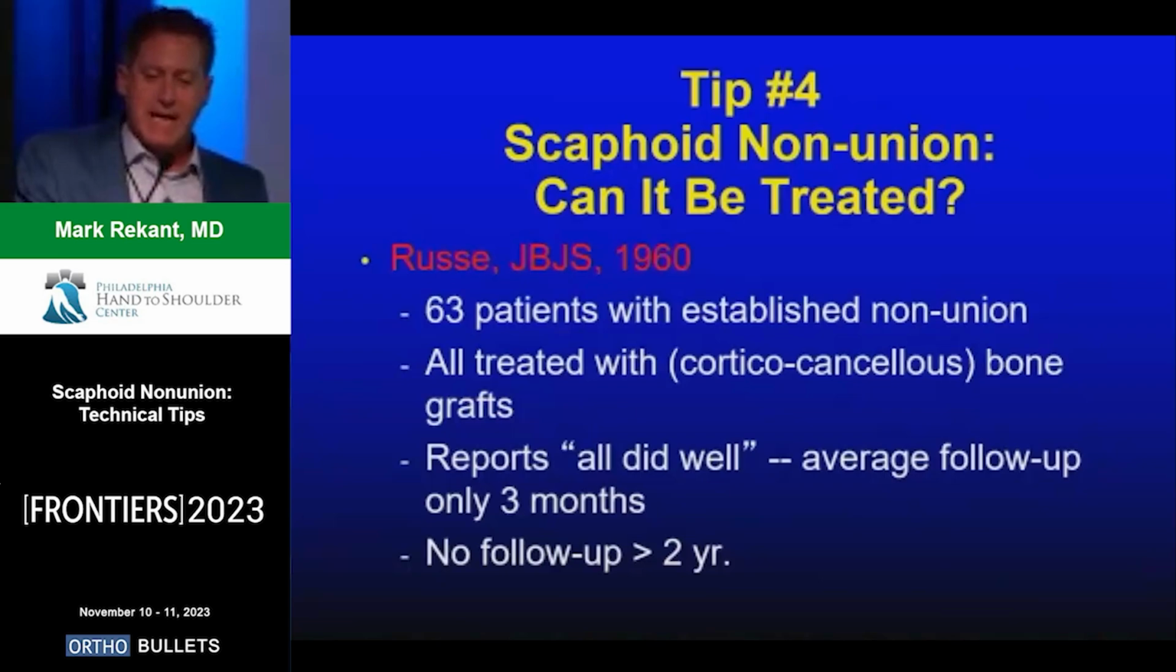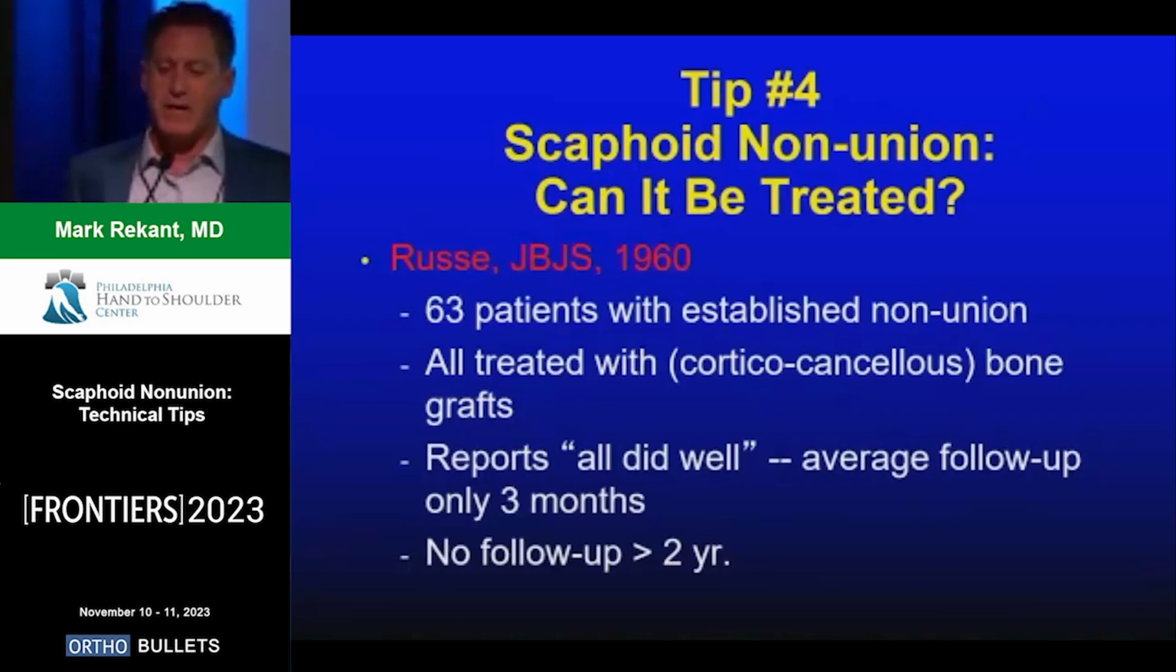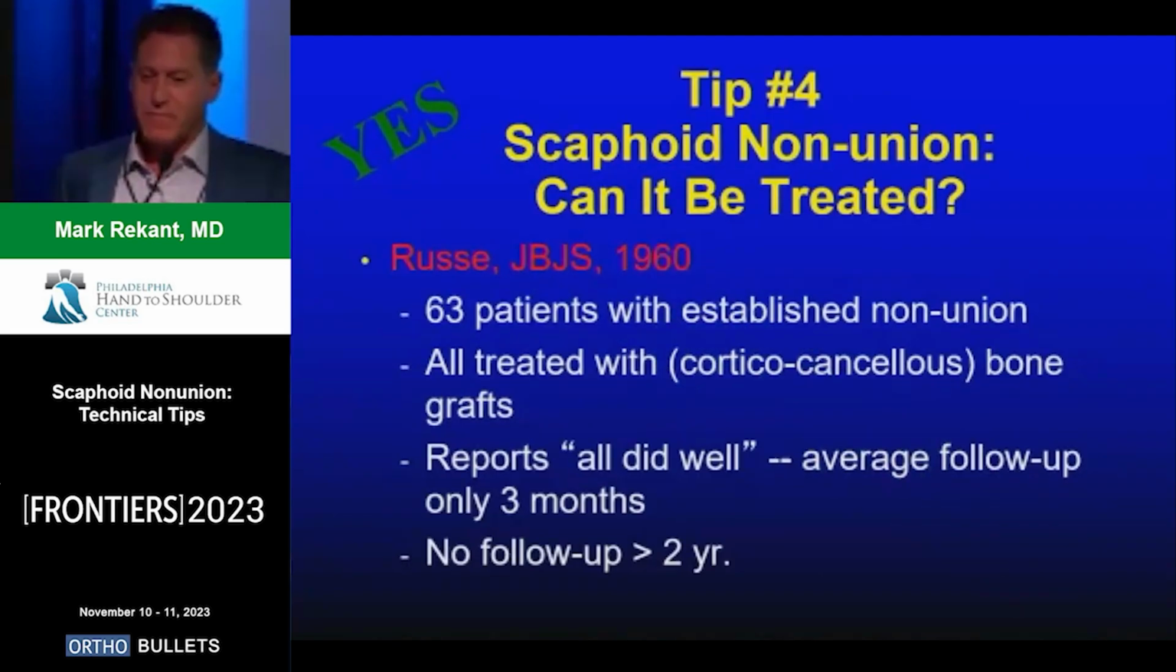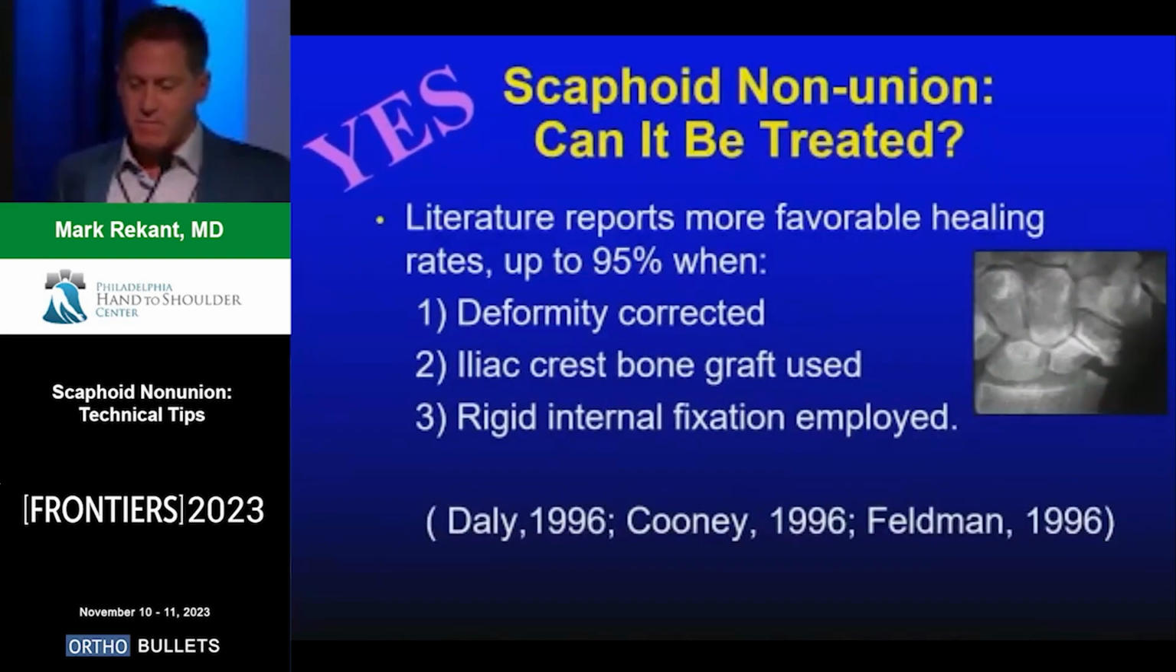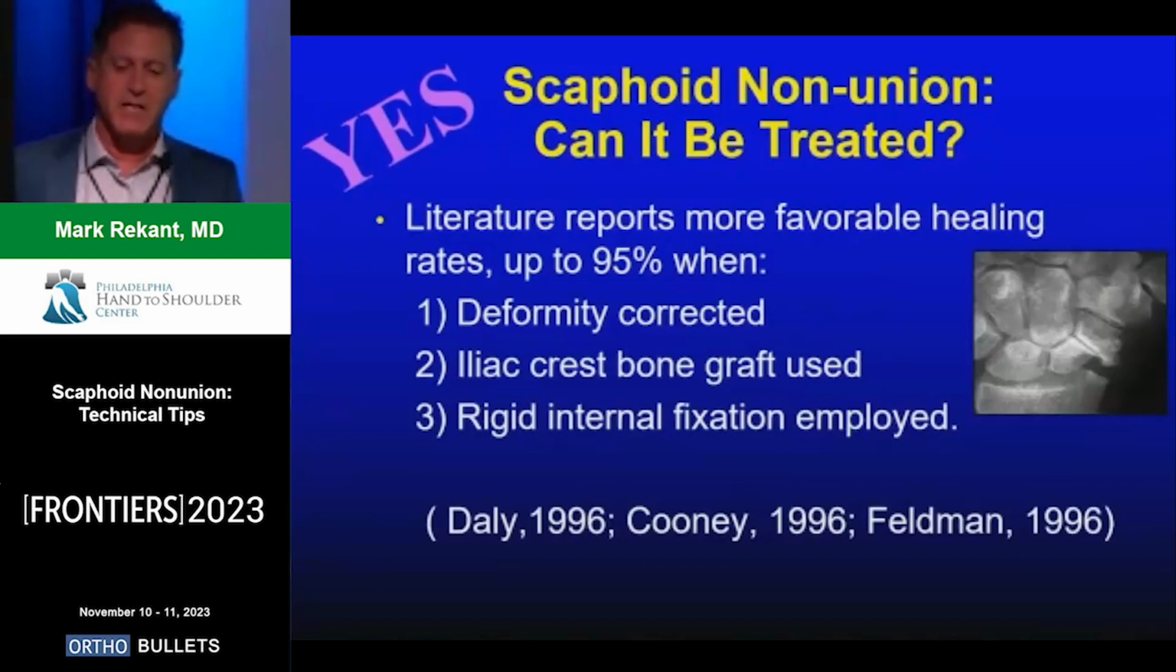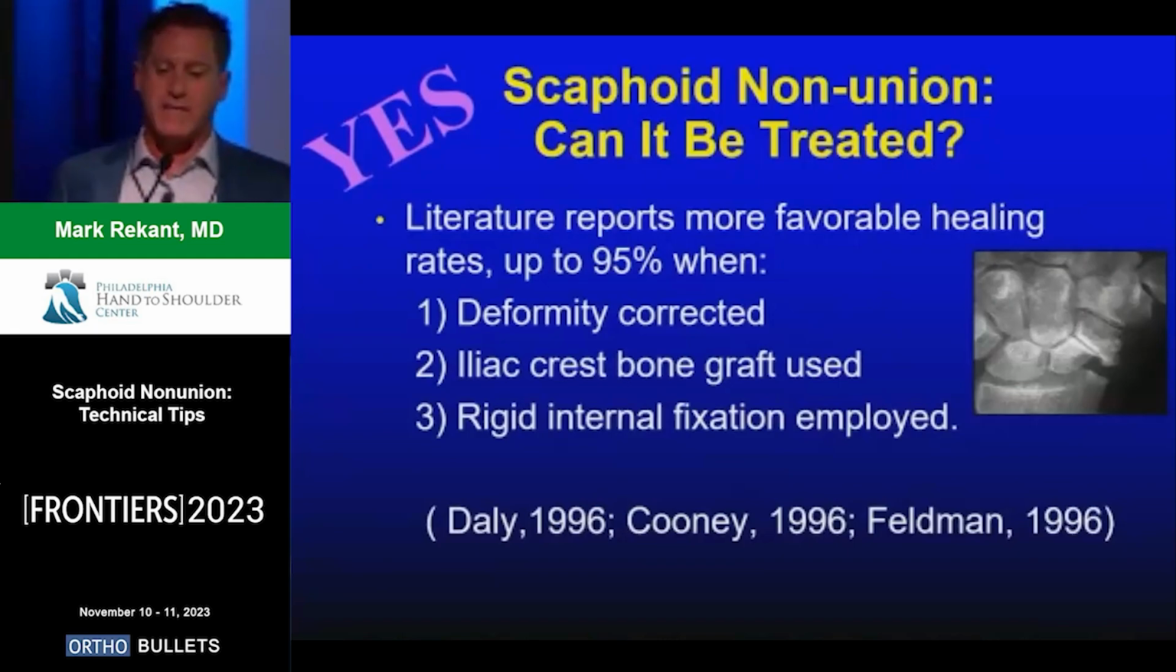Tip 4 is they can be treated. Ruuska is the classic article talking about bone grafting and stable fixation with good healing rates. Here's another paper demonstrating healing rates of 95% with the deformity being corrected. They did use iliac crest and rigid internal fixation. So I think those are the takeaway points.